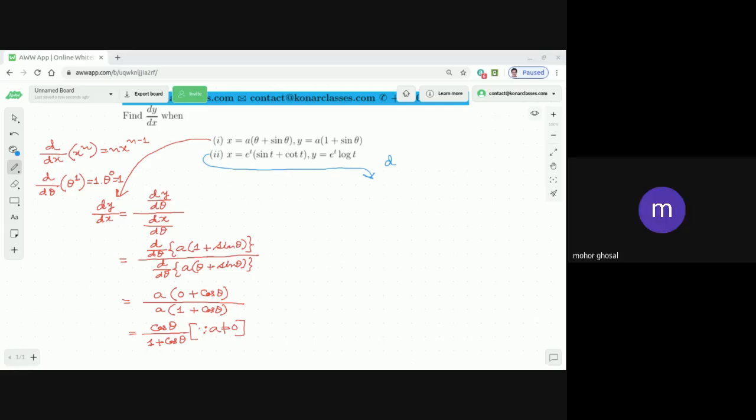Yeah. I think if you see the way I'm doing it, then you'll find what the scope of improvement is. So what is dy/dx? That we are aware of by this time. It is dy/dt divided by dx/dt, correct or not? So now let's first find dx/dt. dx/dt is equal to what? d/dt of e to the power t into (sin t plus cot t).